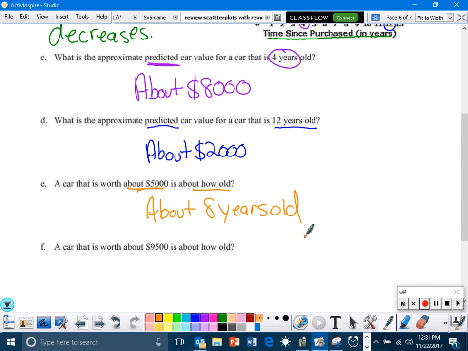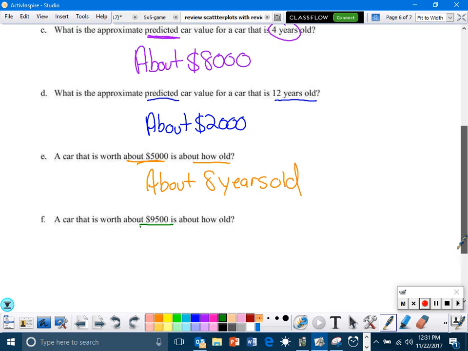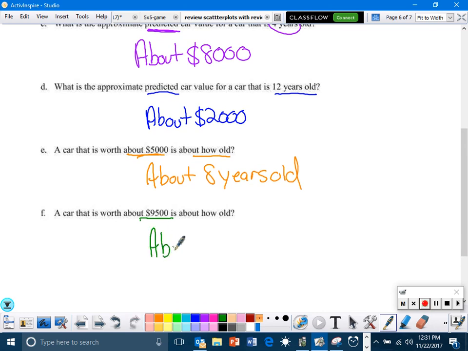Okay, one more. Worth about 9,500. How old is it? All right, so let's see. 9,500 is going to be in the middle, right here between 9 and 10. I'm going to go across, hit the line, and go down. Looks like about 2 years old.